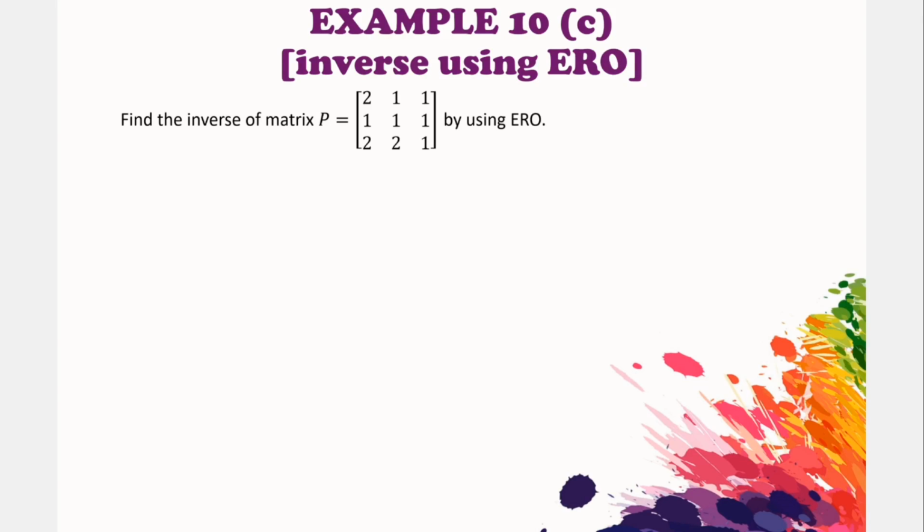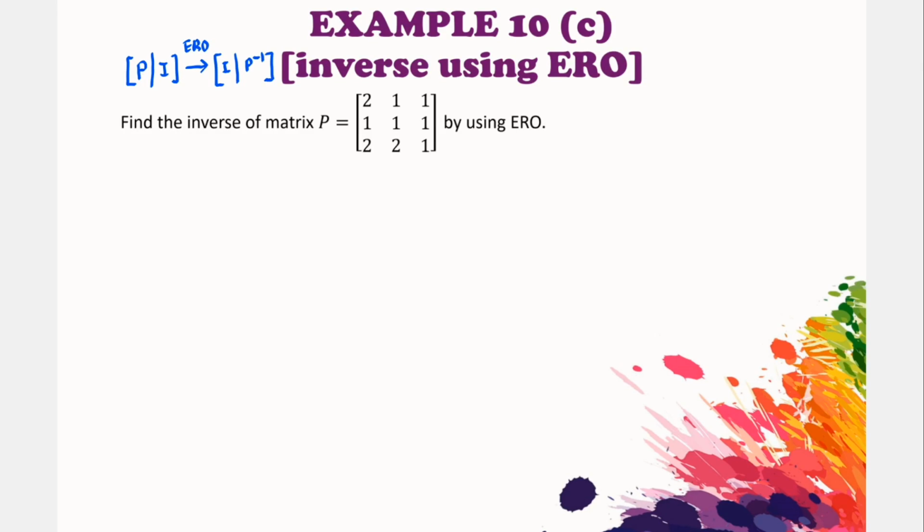So first thing that we need to do is always start with writing the augmented matrix. Okay. So I'm going to write 2, 1, 1, 1, 1, 1, 2, 2, 1, vertical line and our identity matrix. Okay, remember, our aim is to make the matrix P here to be the identity matrix so that the I on the right here will be changed into the inverse matrix along the process. Okay, so there are 6 steps.